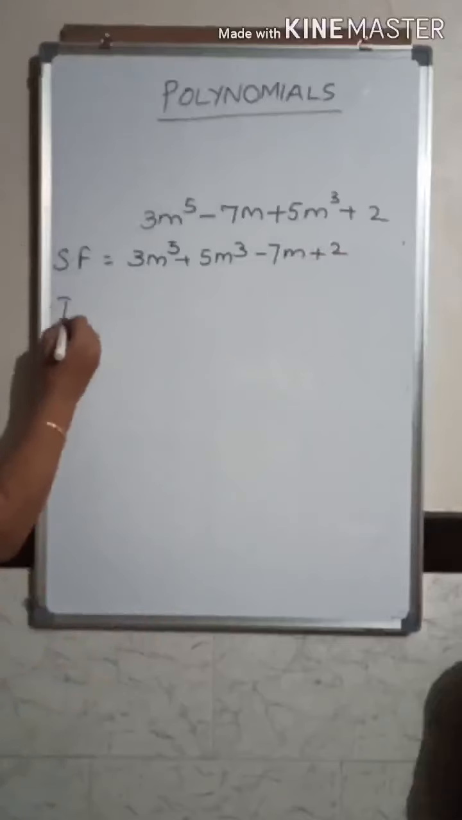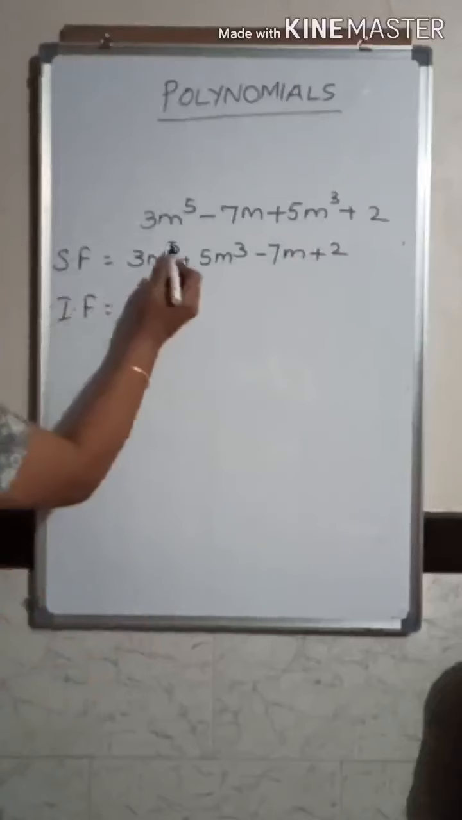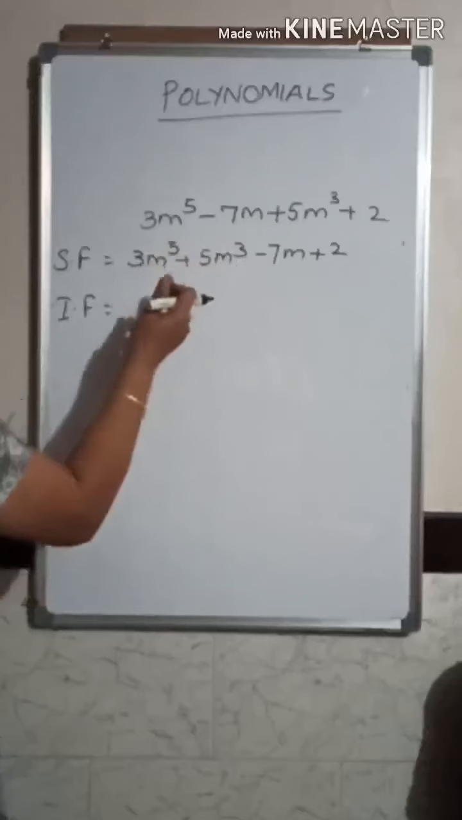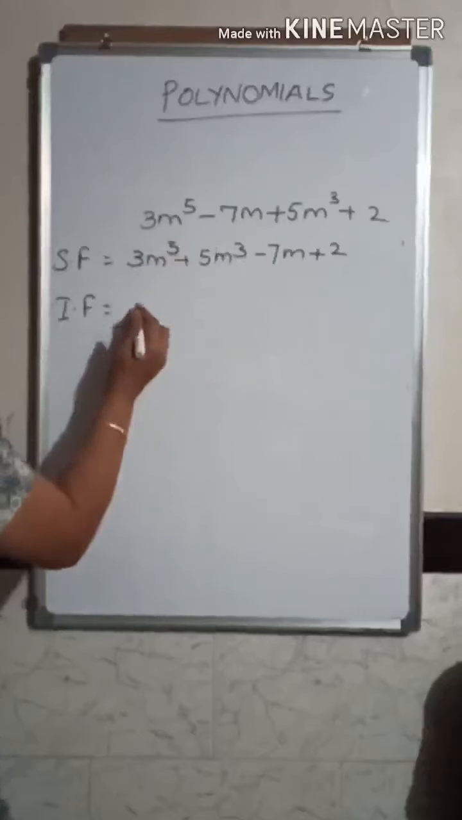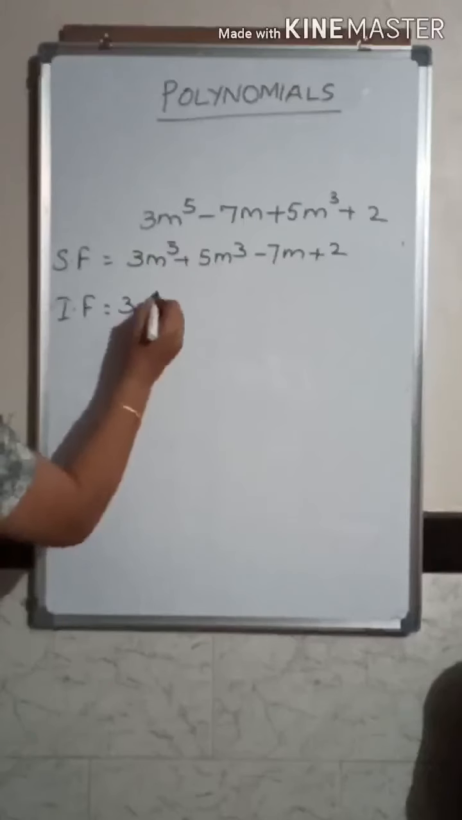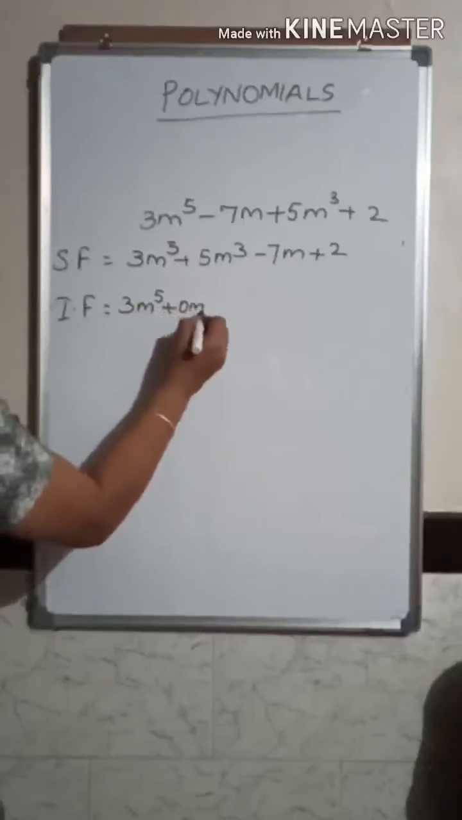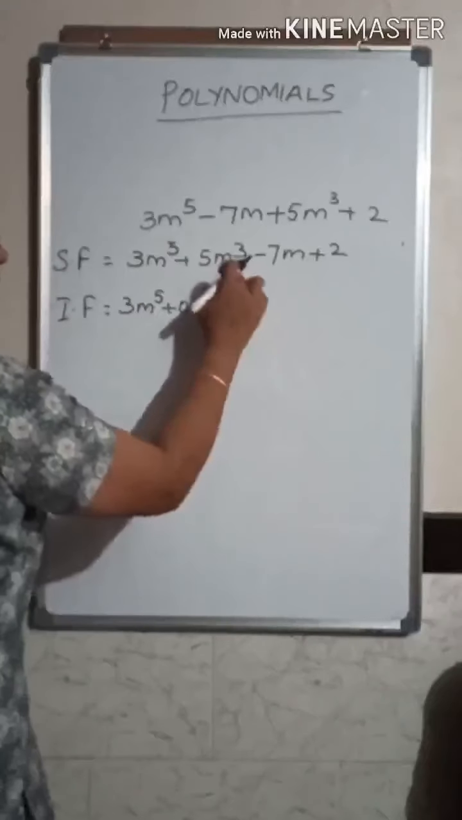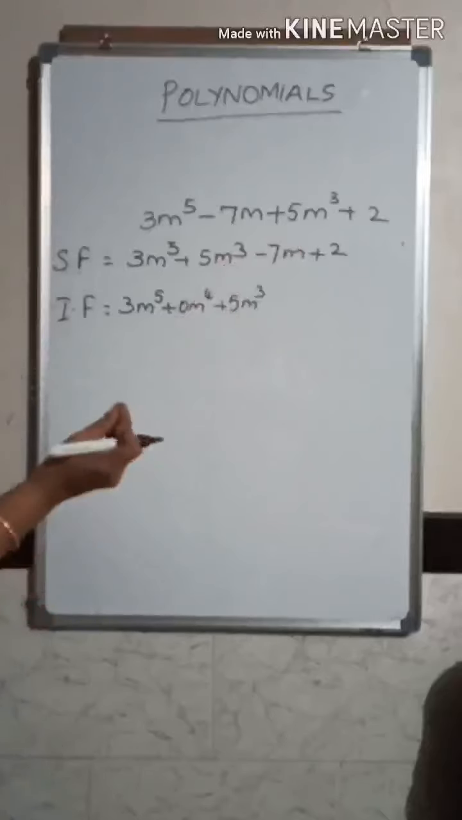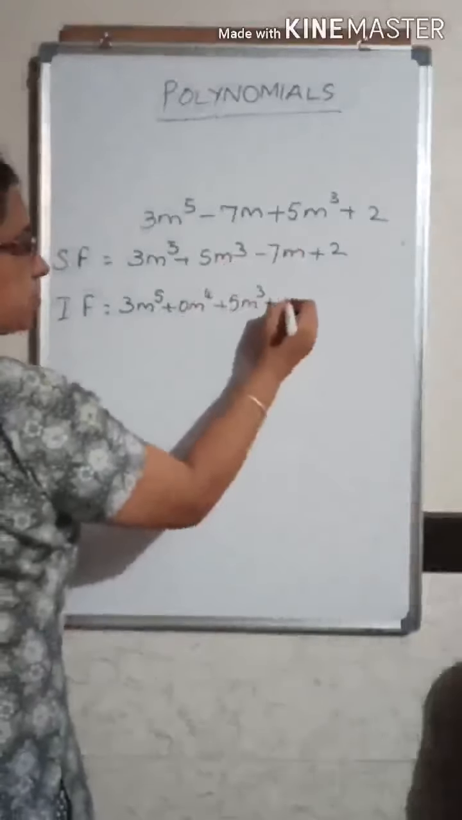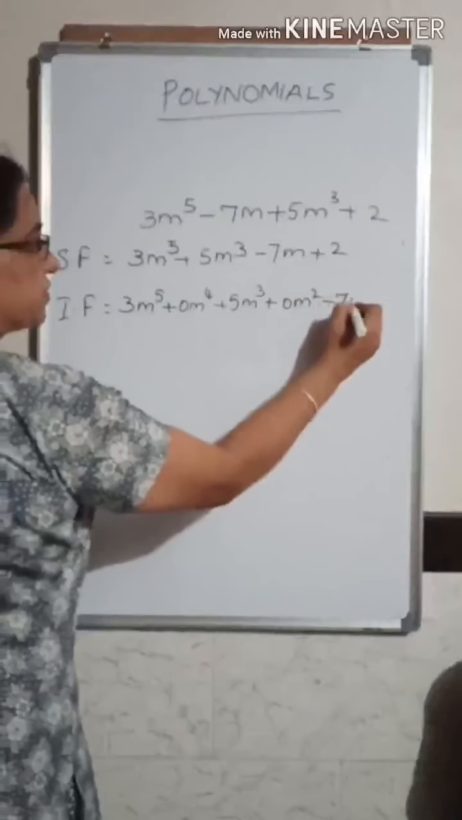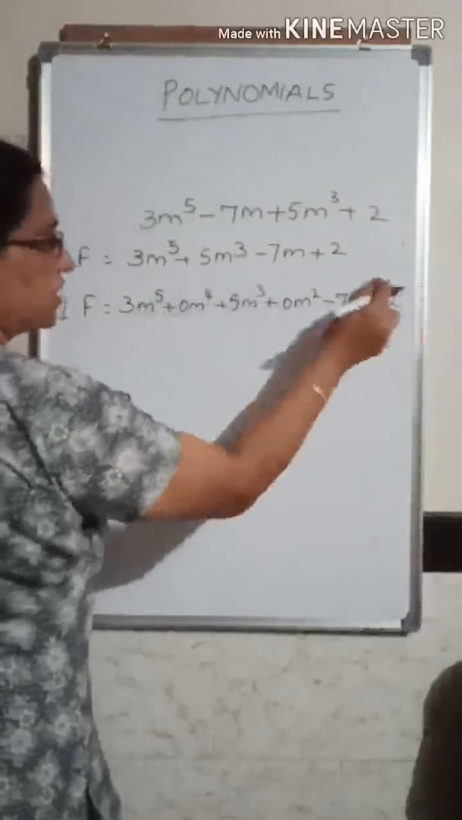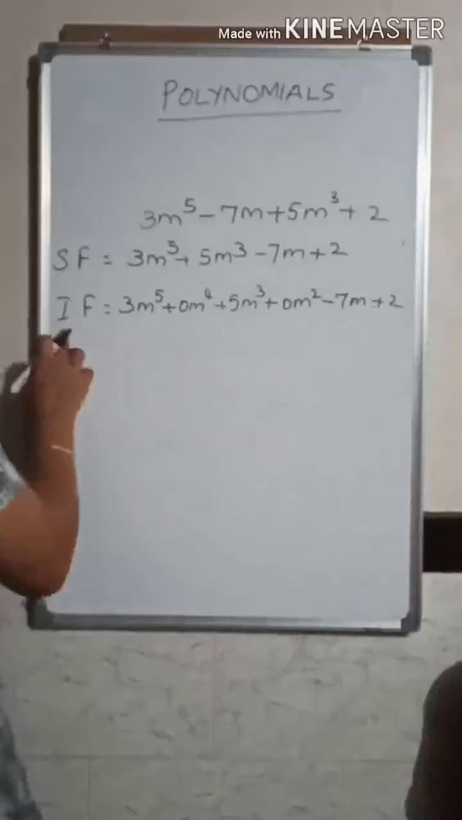Now to write it in the index form, after m to the power of 5, the next term should be m to the power of 4. That term is missing, so you have to introduce it by putting 0 as a coefficient. So you will get 3m to the power of 5 plus 0m to the power of 4. After 4 it is 3, so write 5m to the power of 3. After m to the power of 3, the square term is missing, so you introduce it by putting 0m square, then put minus 7m plus 2. So you have got powers 5, 4, 3, 2, 1, then the constant. Writing like this, you call it the index form.